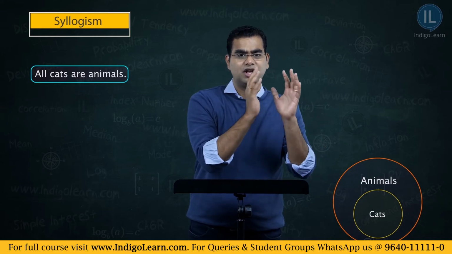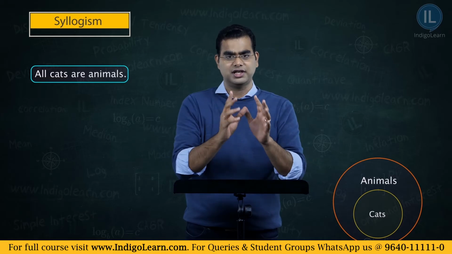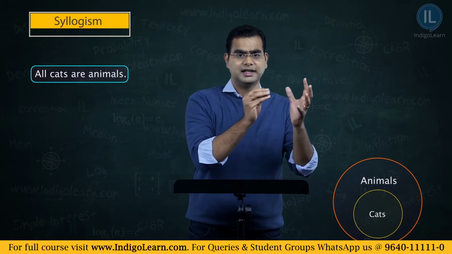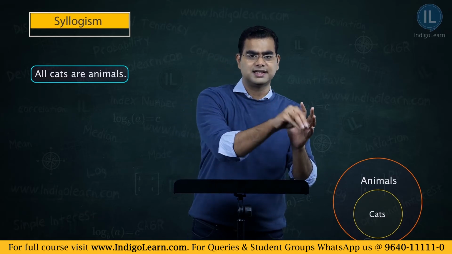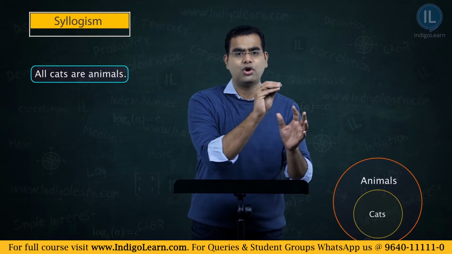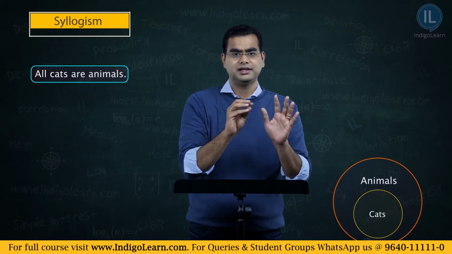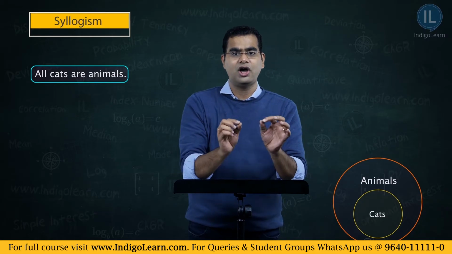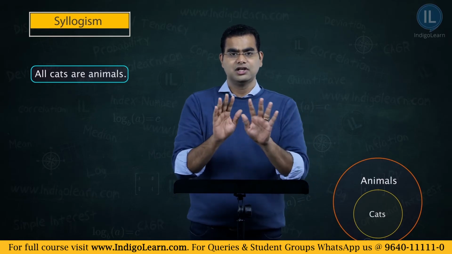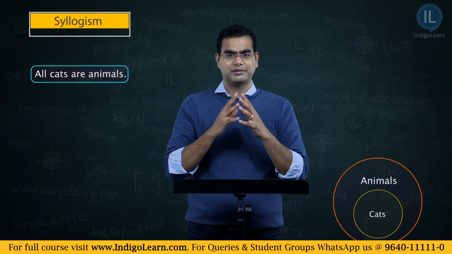Now, based on this, can you make any inferences? Yes, you can make an inference, which is that there are cats, all cats are inside this group called animals, and there is no cat which is not an animal. Correct? Because what is said is, all cats are animals. So, this is one particular inference that can be drawn.